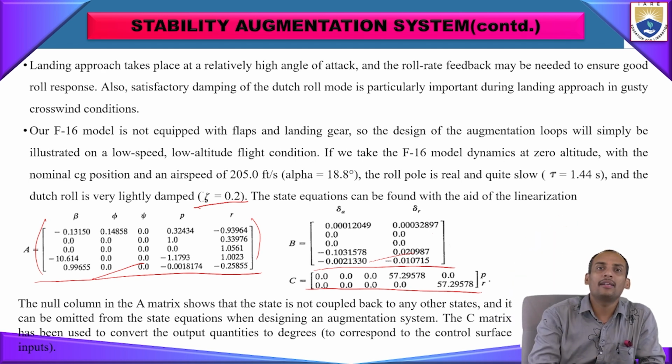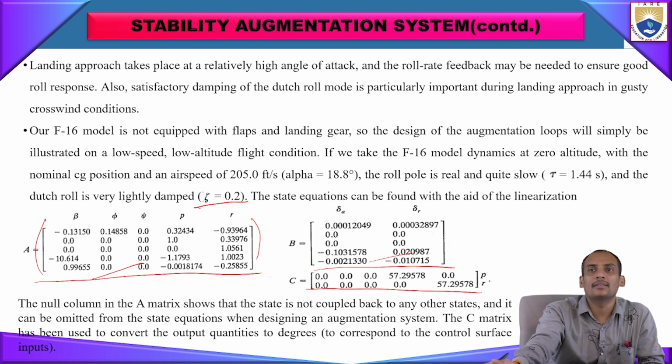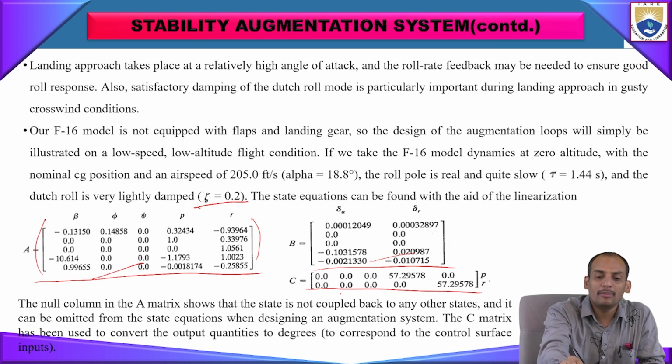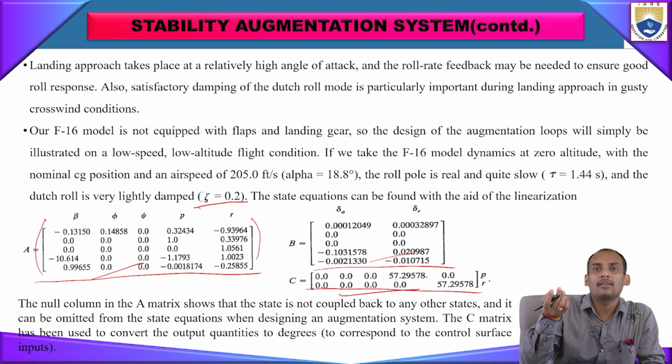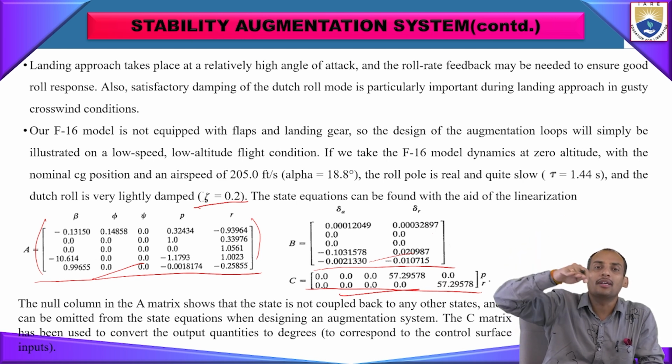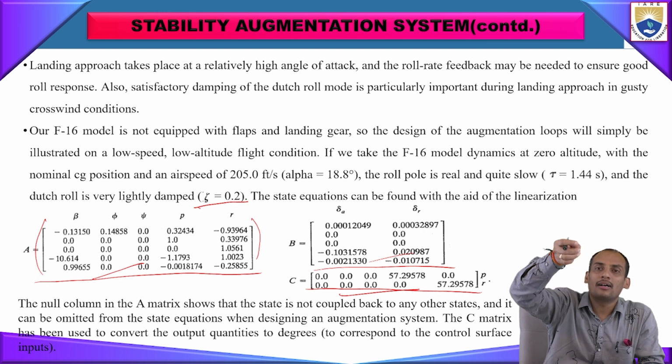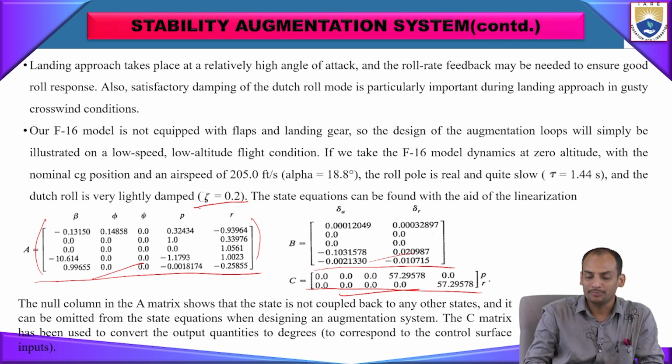So that null matrix, like the A matrix, shows the state that is not coupled back to any other state, and it can be omitted from the state equation when designing the augmentation system. The C matrix has been used to convert the output quantities to degrees only. Ultimately our goal is what? We need to give an angular input to the control surface, how many degrees that control surface is being moved, so that the output signal will be in degrees only.